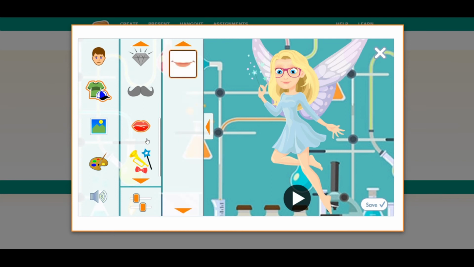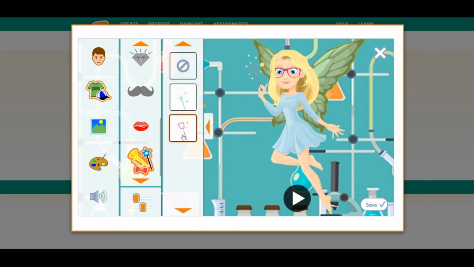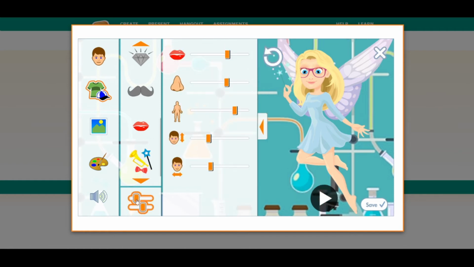But I can change her mouth if I wanted to. Looks like she actually only has one option. I could change her wand, and that changes her wings too. I'm gonna keep it with that. Another thing you can do, if you click right down here, you can customize the body.